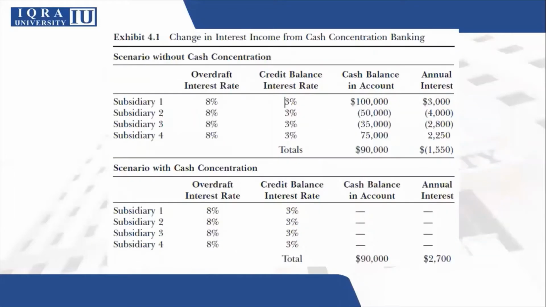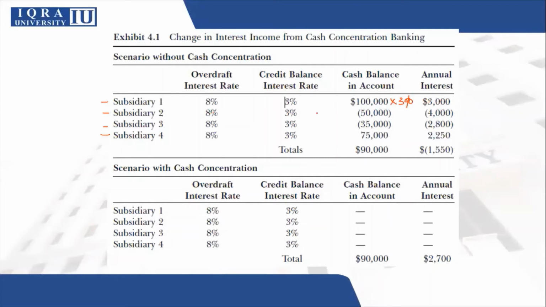Over here you have two examples. Number one is the scenario without cash concentration, and you can see that there are four subsidiaries: subsidiary 1, 2, 3, and 4. The overdraft interest rate is 8%. The credit balance interest rate is 3%. Subsidiary 1 has a cash account balance of positive 100,000. Because it's a positive balance, they will get the 3% credit balance rate on it. So this 3,000 is simply 100,000 multiplied by 3%.